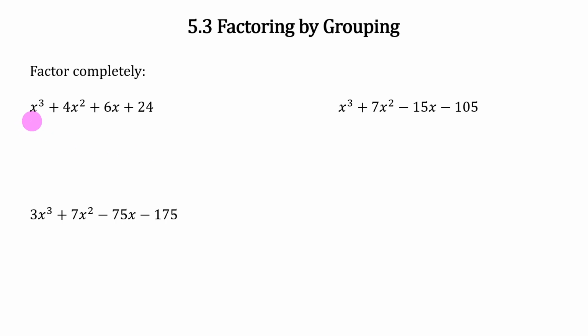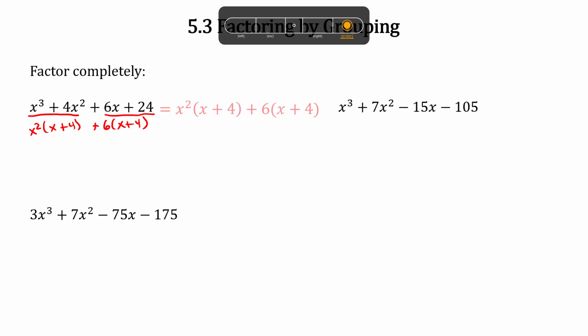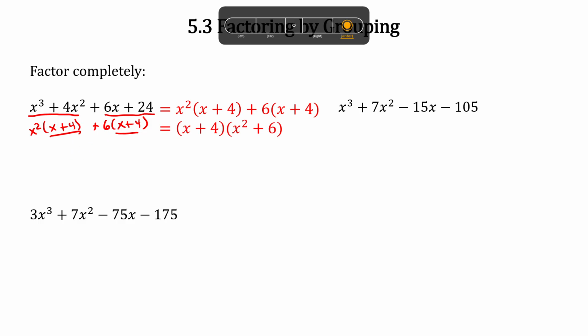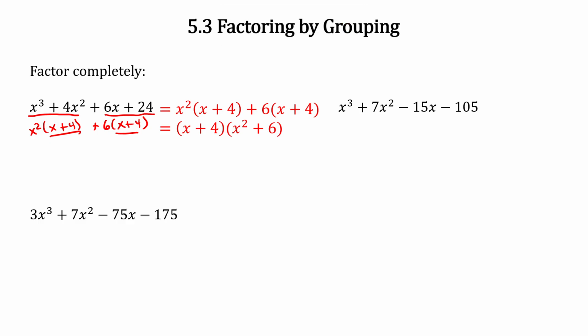All right, first thing I'm going to do is take these two and factor out x squared and get x plus 4. Then I'm going to factor out a 6 from these two, 6x plus 4. And now I'm going to factor out the x plus 4. Okay, over here, same thing. I'm going to factor out an x squared here.